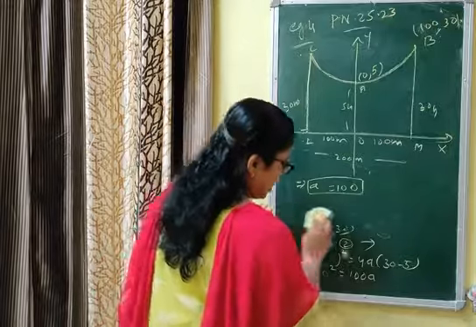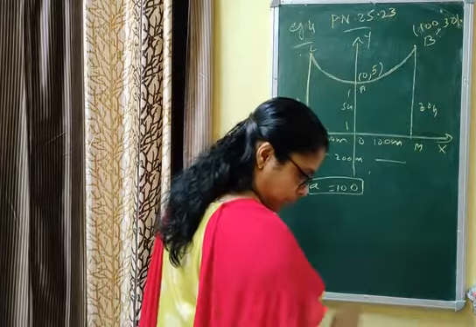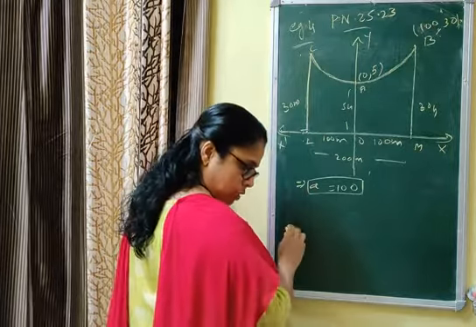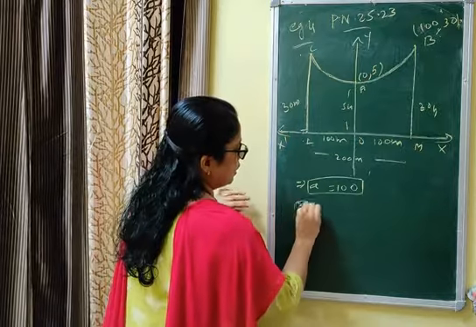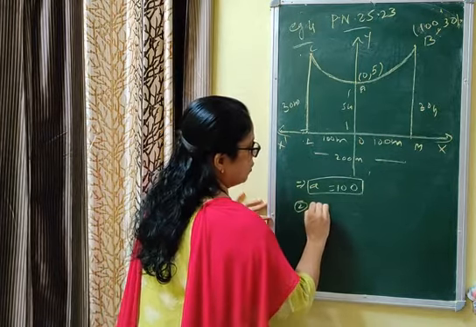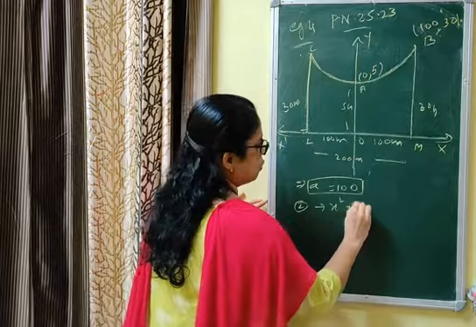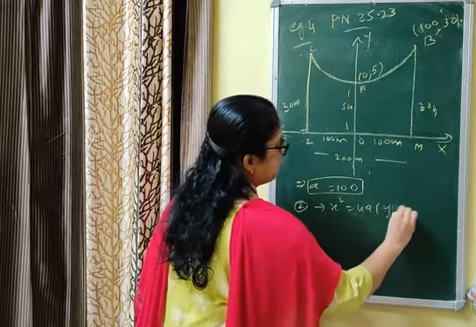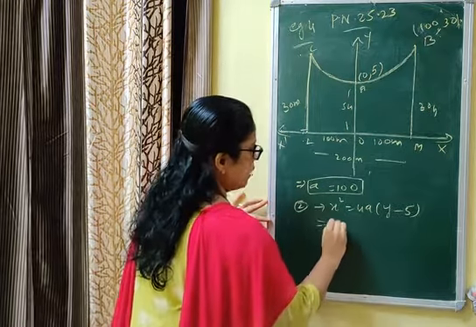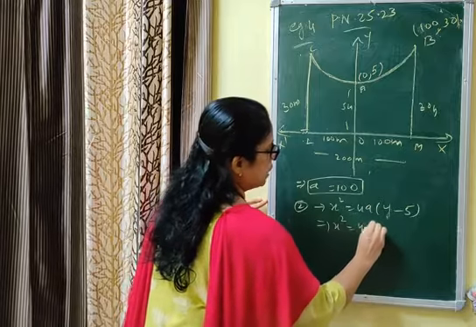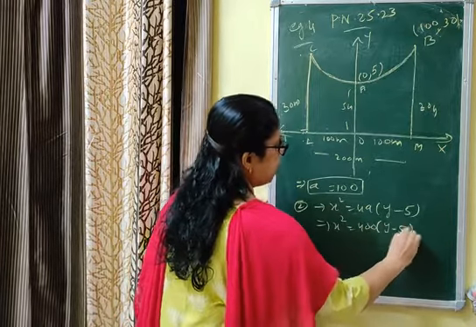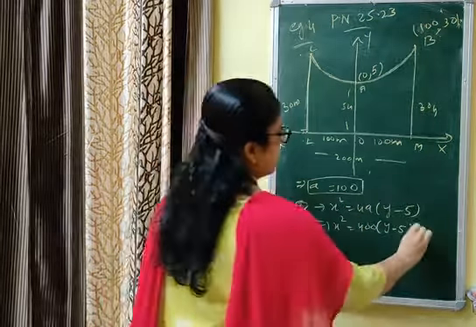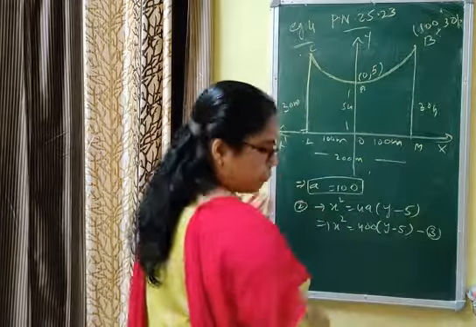A का value 100 आ गया. Then equation 2 becomes, equation 2 क्या था? Equation 2 is x square equal to 4a into y minus 5. That implies x square equal to 400 into y minus 5. Now we got the standard equation of the given bridge, which is in the form of a parabola.